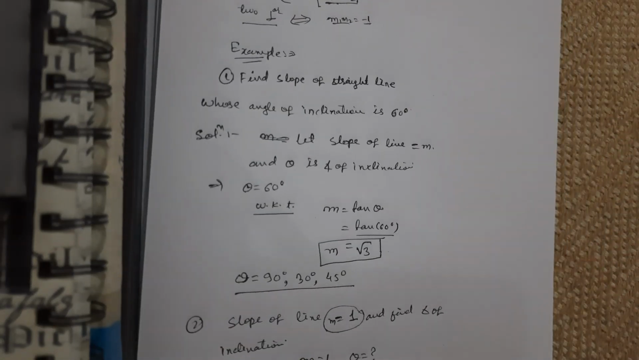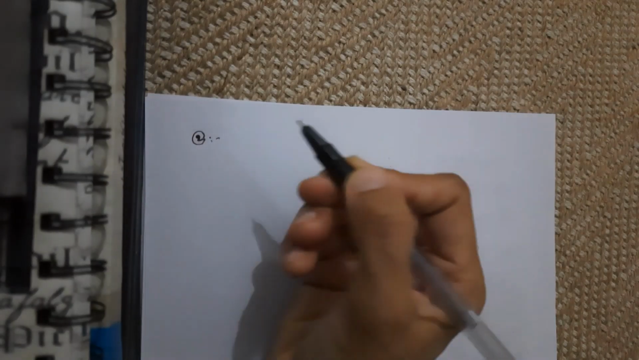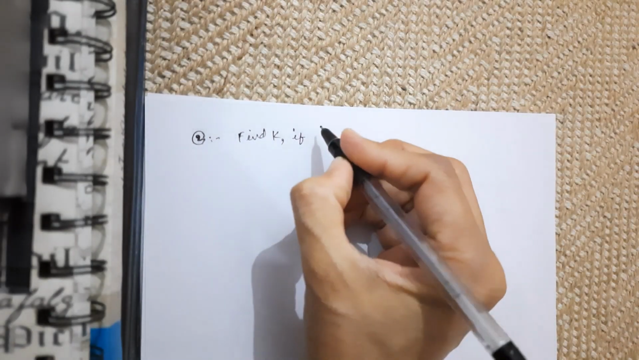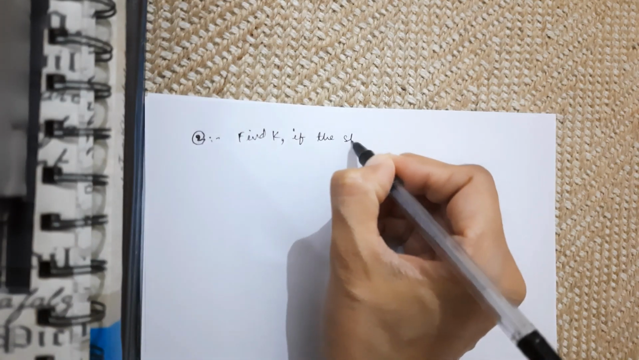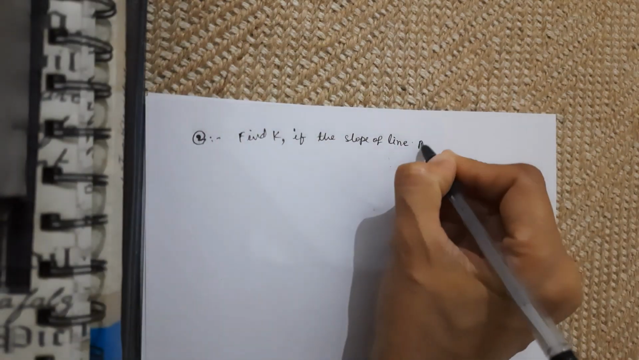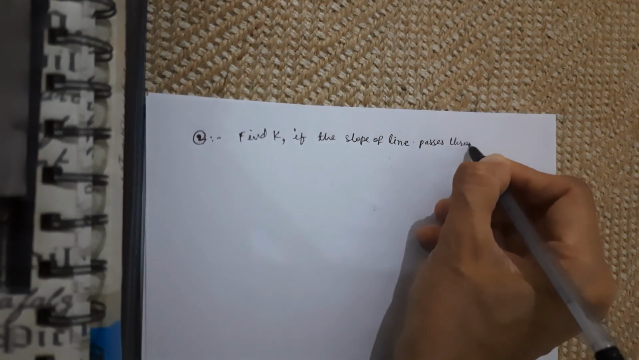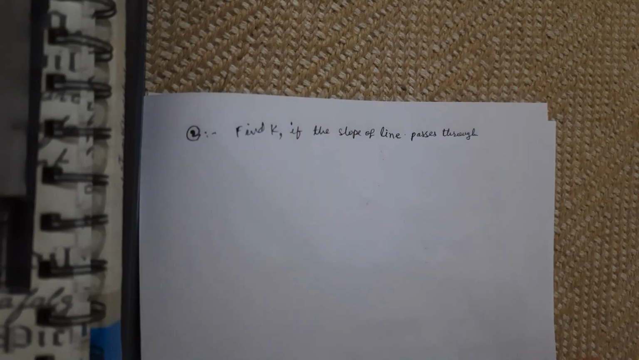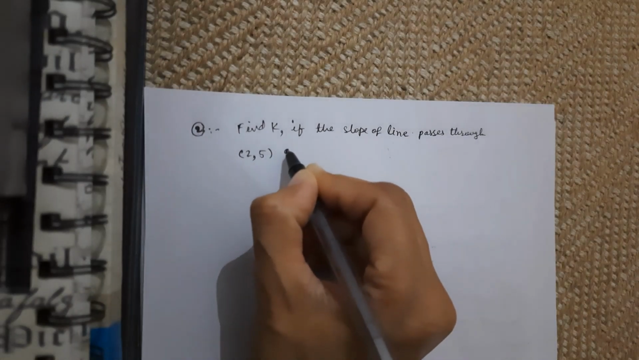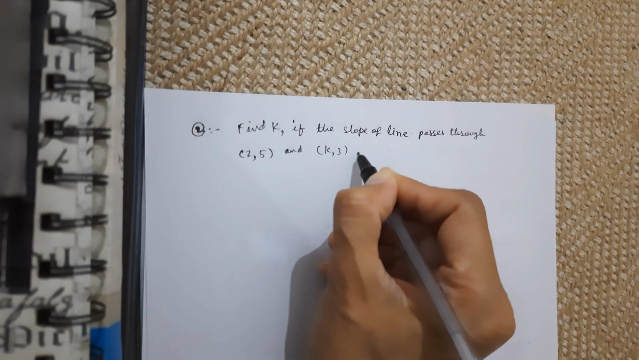This is very simple and I hope you understand it. Now the second example I'm taking is: find k if the slope of the line passing through 2, 5 and k, 3 is 2.